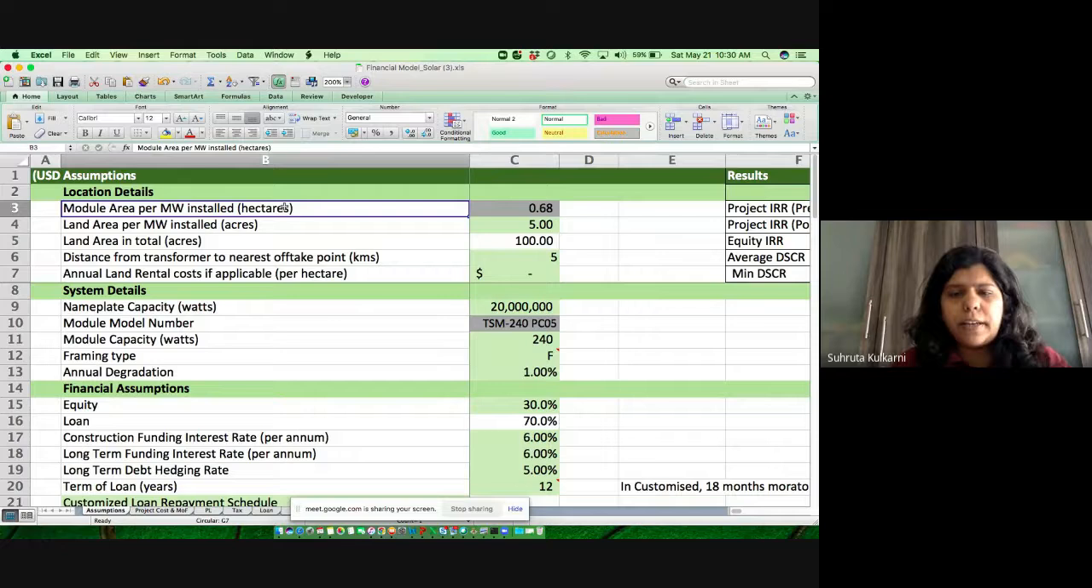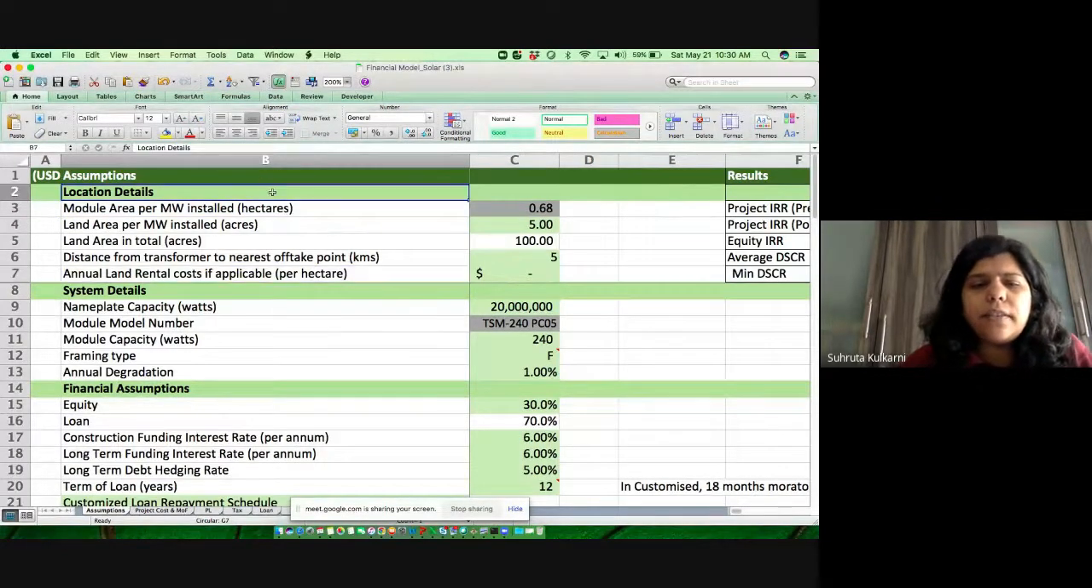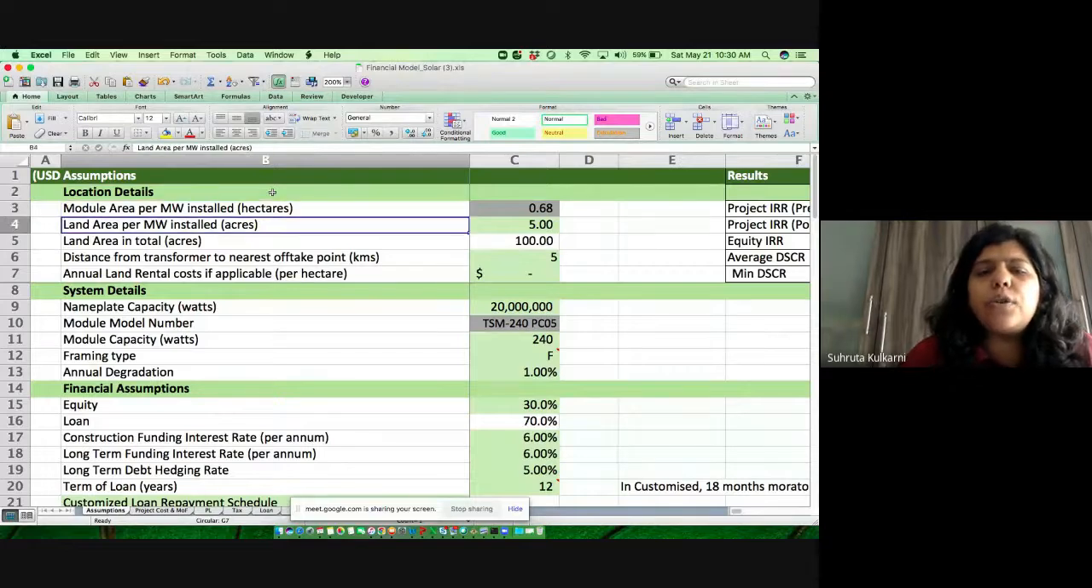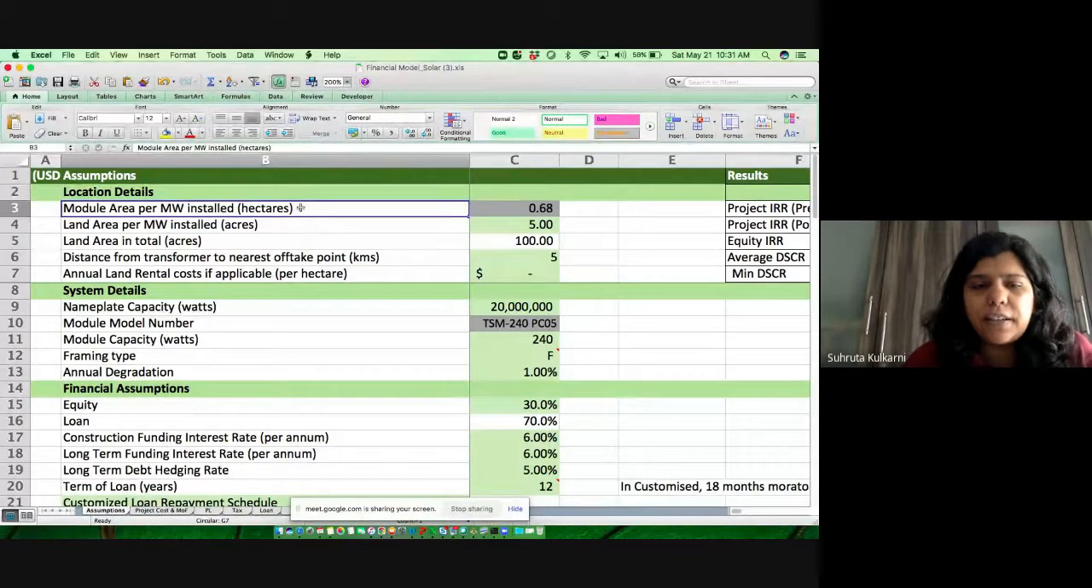Here, what I have started with in the assumptions is the location details. Now, why are location details the first thing? Because this is a solar power project. For a solar power project, it is very important to know the location. That is how your solar radiation and hence power generation gets affected. That is why location details is the first thing that I've mentioned.